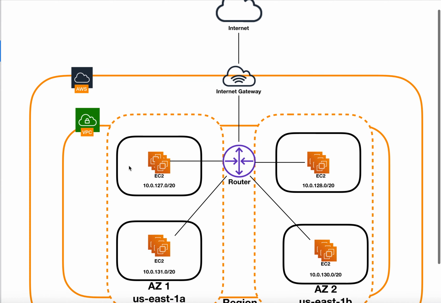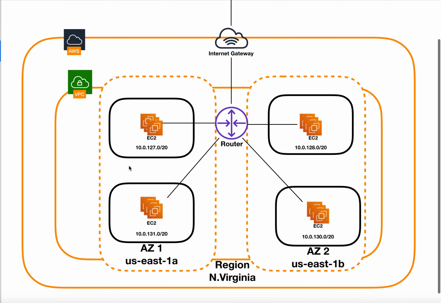So now let's look at what a VPC is. So within the AWS infrastructure, you can create what is a VPC, which stands for Virtual Private Cloud. Think of this more as your own private data center in the cloud. That's how a VPC is defined.